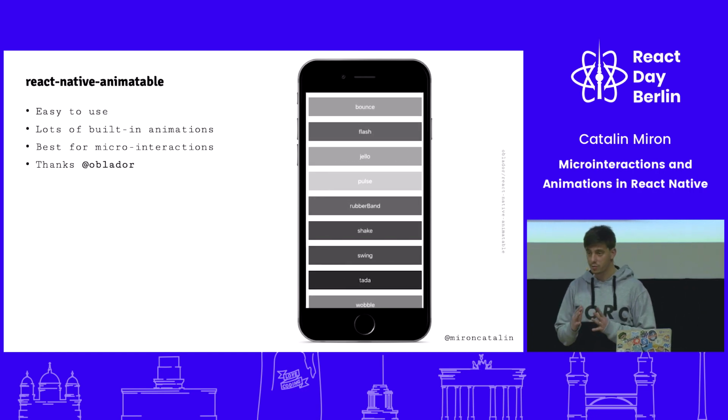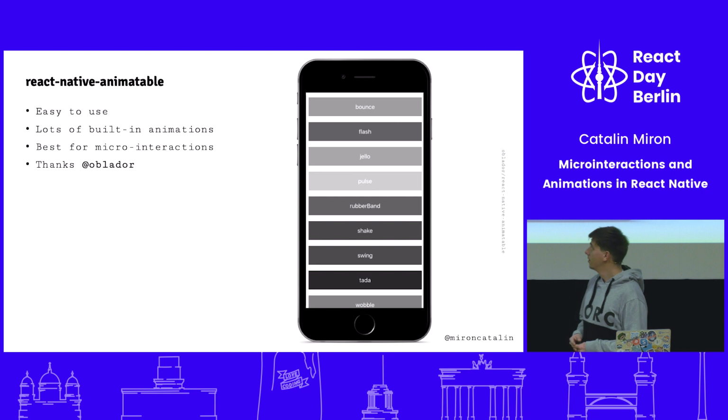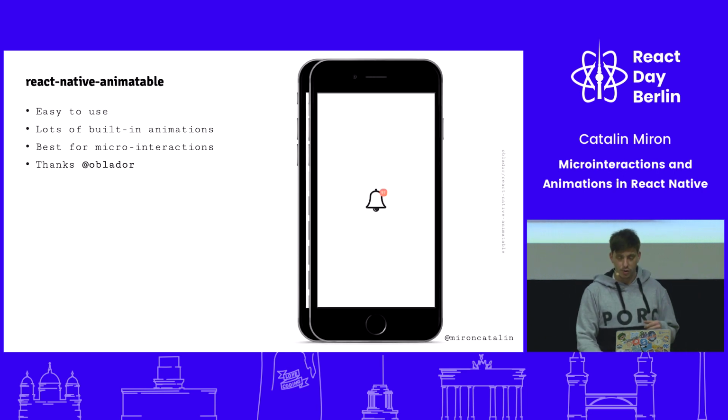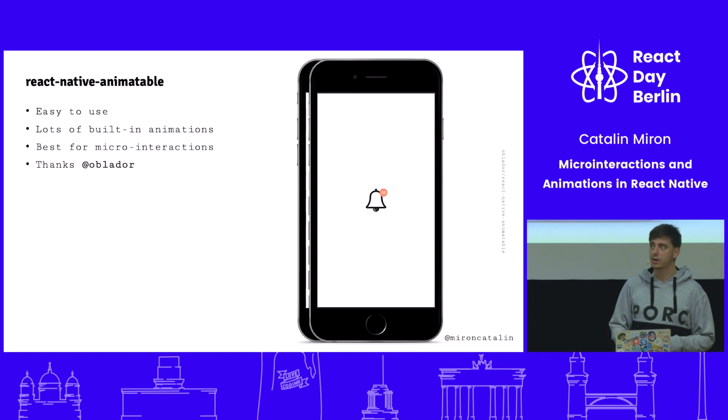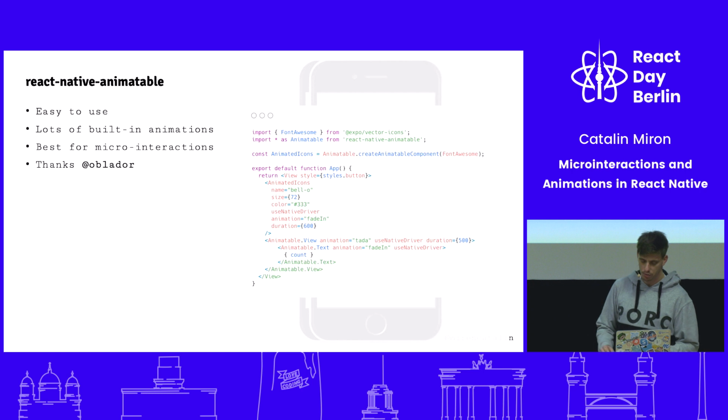It has lots of built-in animations, 62 to be more precise, and this is a small demo. But you can create, like, what microinteraction you can create. You can create an icon bell, and you can animate the badge whenever the user is going to receive a new notification. So let's take a look at the code, right?